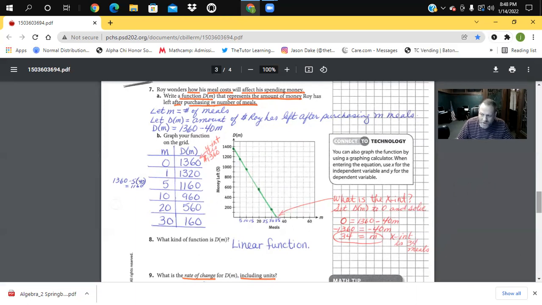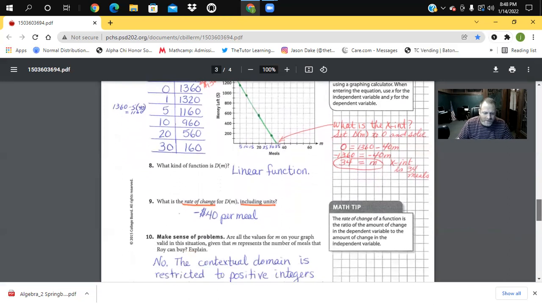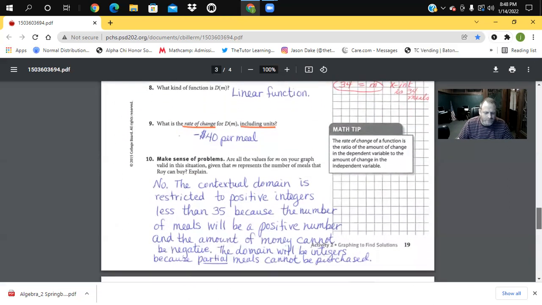Number 8, what kind of function is D of M? As you can see, it is a straight line and all the dots are on that straight line. It is a linear function. Number 9, guys. What is the rate of change for D of M including units? Negative $40 per meal.